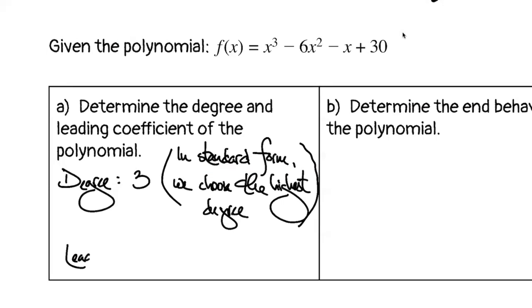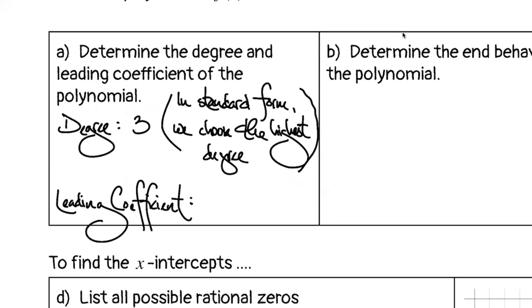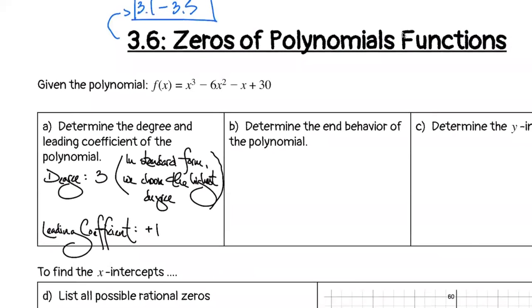What is the leading coefficient? It is a 1. Good. And in particular, I'm actually going to put a positive 1. So we got degree 3. It's in standard form, so we just choose the highest degree, and we know the leading coefficient is positive 1. These you can find if you need a little review. This would be a good place to go back and take a look at section 3.3.